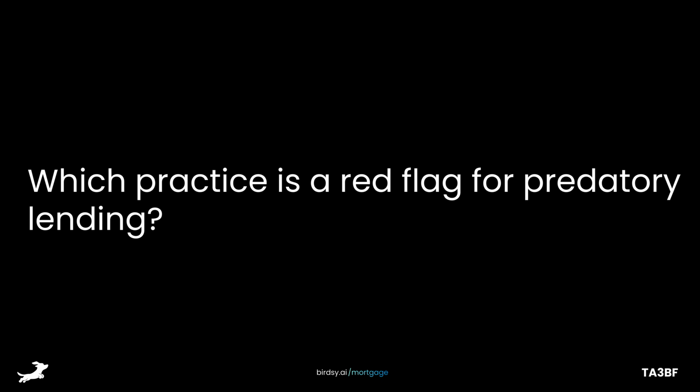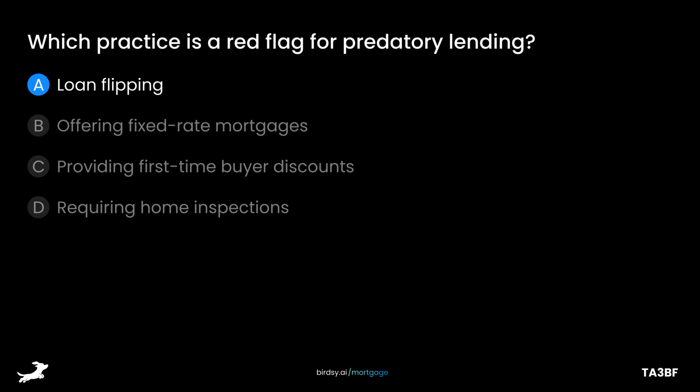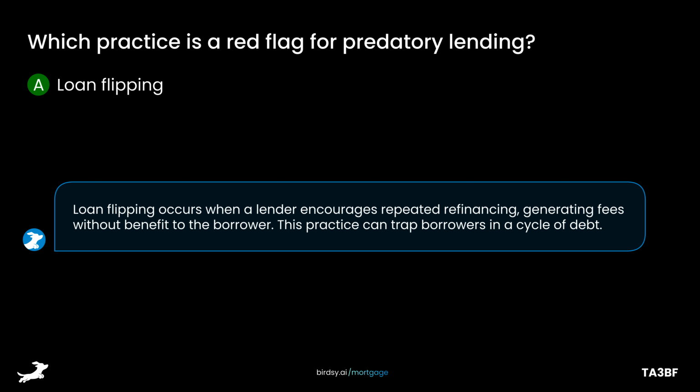Which practice is a red flag for predatory lending? Is it A, loan flipping? B, offering fixed-rate mortgages? C, providing first-time buyer discounts? Or D, requiring home inspections? The answer is A, loan flipping. Loan flipping occurs when a lender encourages repeated refinancing, generating fees without benefit to the borrower. This practice can trap borrowers in a cycle of debt.